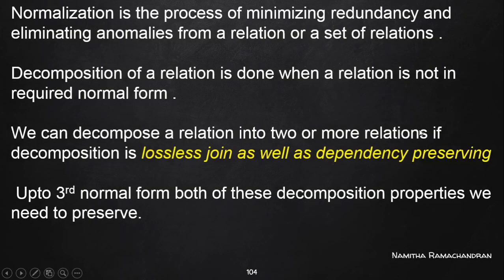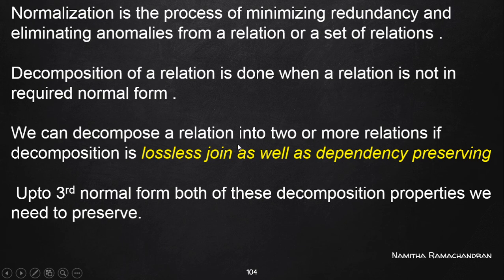In our previous videos, we have discussed normalization and various normalization procedures. Normalization is the process of minimizing redundancy and eliminating anomalies from a relation or from a set of given relations. In this procedure, in order to make a relation into a required normal form, we need to perform the decomposition procedure.